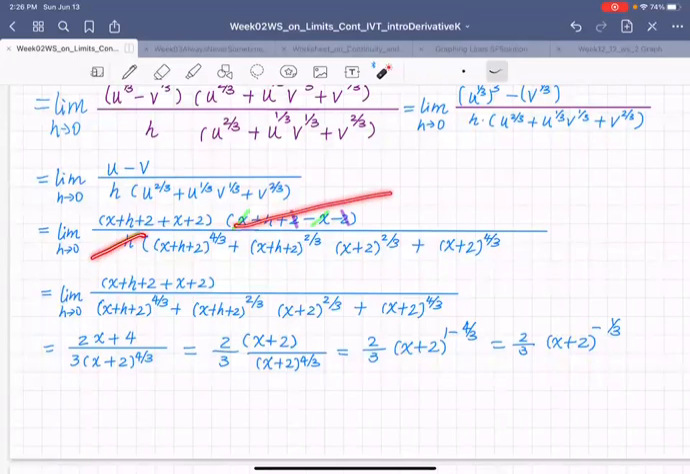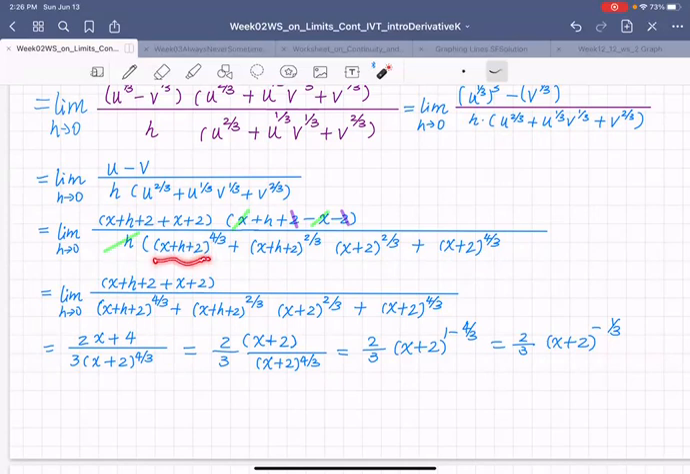This cancels. We have this guy and this guy. And you say, teacher, this looks so ugly, okay? Don't worry, because h will go to 0. All those guys will be gone. The top one is x plus h plus 2 plus x plus 2. When h goes to 0, that guy is gone. So 2x plus 4.